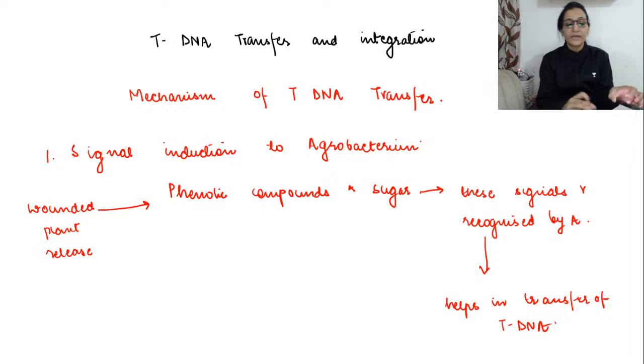Now after signal induction, the signal is there that the plant is injured. That is the most important signal. Now after the signal, the agrobacterium will perform its next thing. Let us see what the second step of this process is. The second step is attachment of agrobacterium to plant.